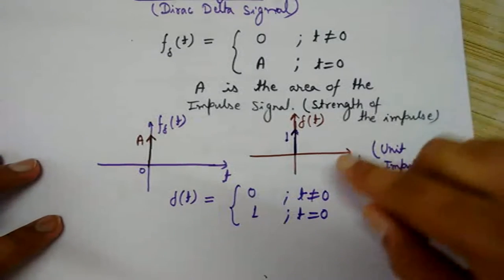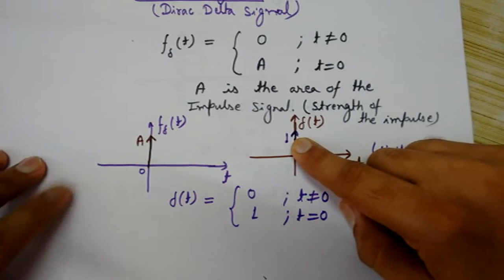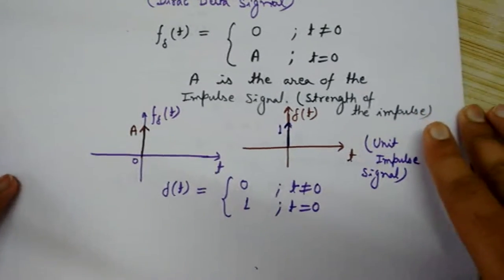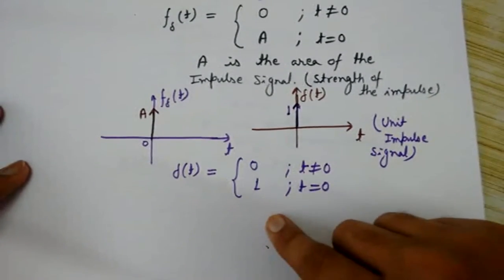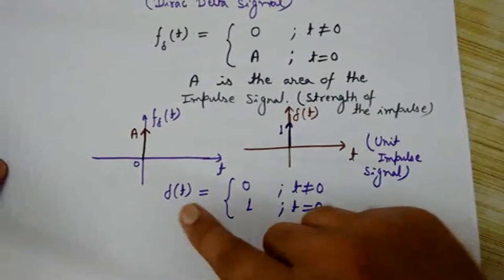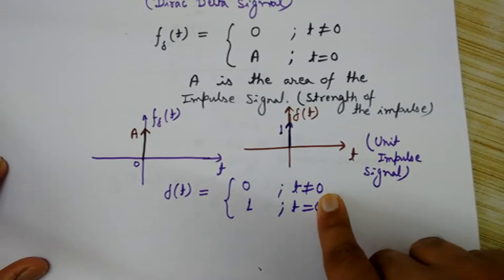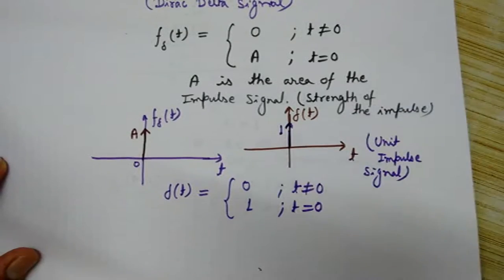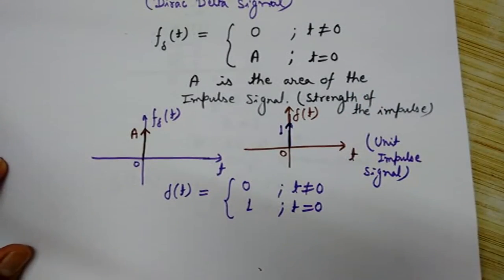If the area of the impulse signal is 1, we are taking A as 1, then it is called a unit impulse signal, defined as delta t. So delta t equals 0 for t not equal to 0, and its value is 1 at t equals 0.